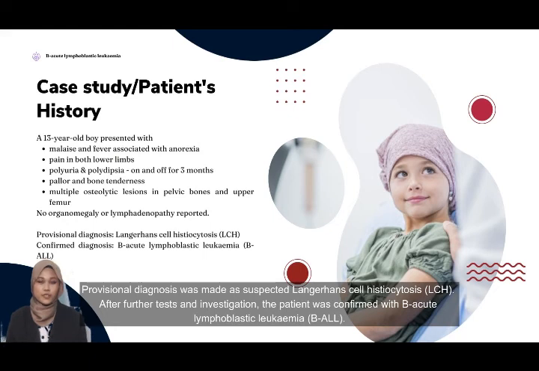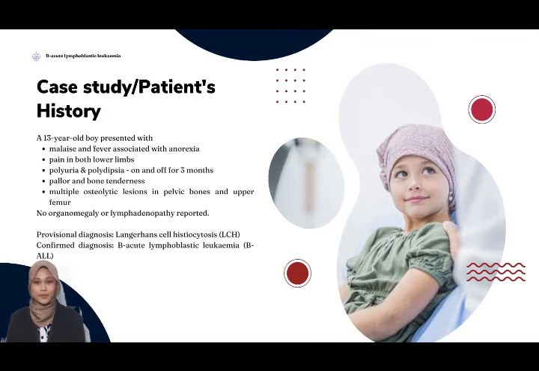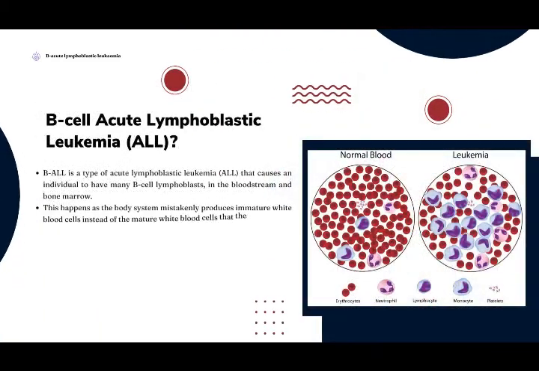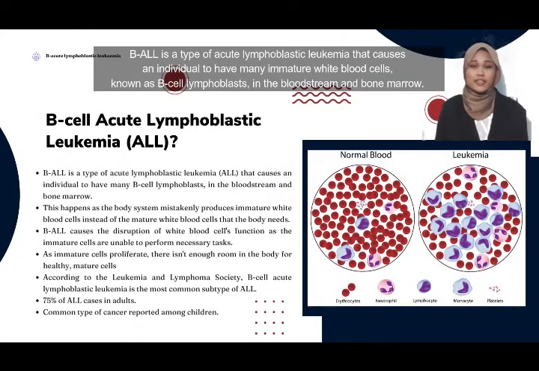Provisional diagnosis was made as suspected Langerhans cell histiocytosis (LCH). After further tests and investigation, the patient was confirmed with B-cell acute lymphoblastic leukaemia (B-ALL). B-ALL is a type of acute lymphoblastic leukemia that causes an individual to have many immature white blood cells, known as B-cell lymphoblasts, in the bloodstream and bone marrow.